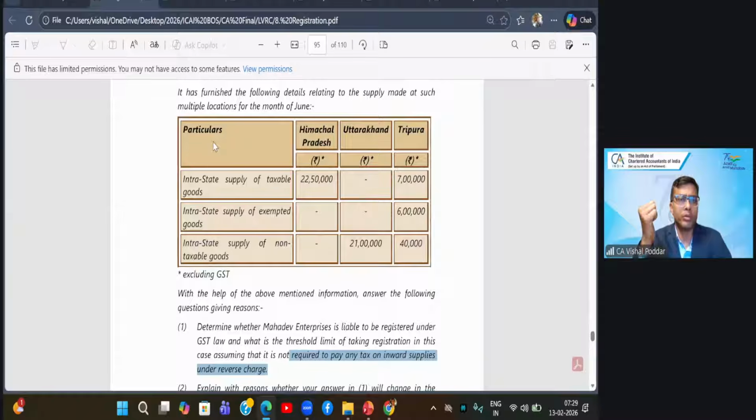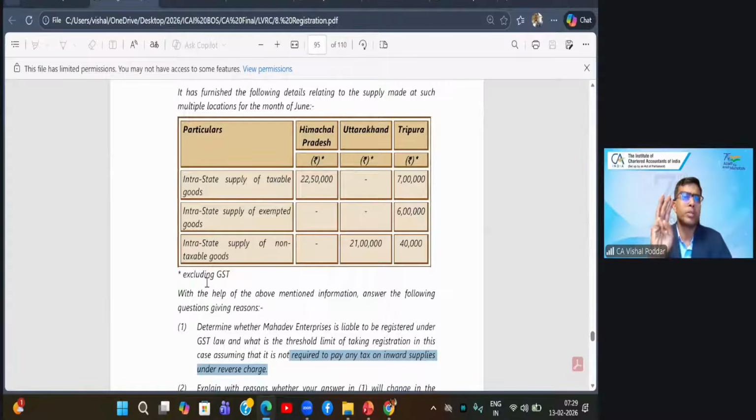Inward you will not count. Only outward supplies you will count, point number one. Point number 2, while counting the outward supplies, you will exclude the amount of GST. So if by chance any supply is given inclusive of GST, you have to exclude that. Now, fortunately, they have already said that the amounts are excluding GST. So we want this amount only. And here you will not see whether it is interstate or intrastate.